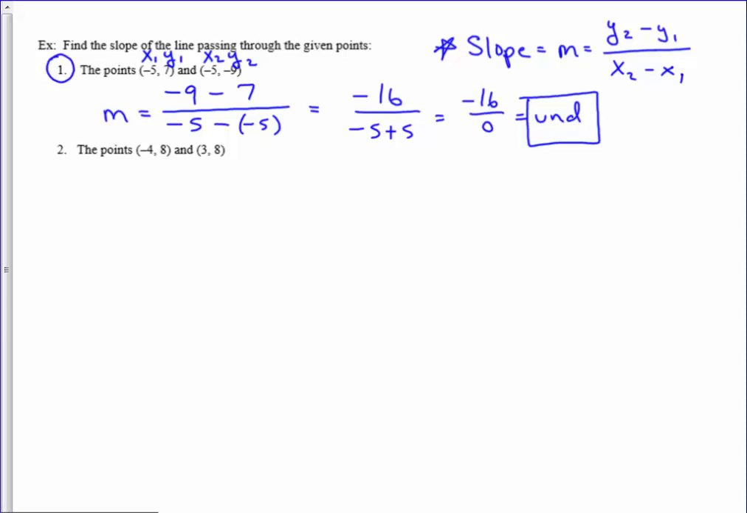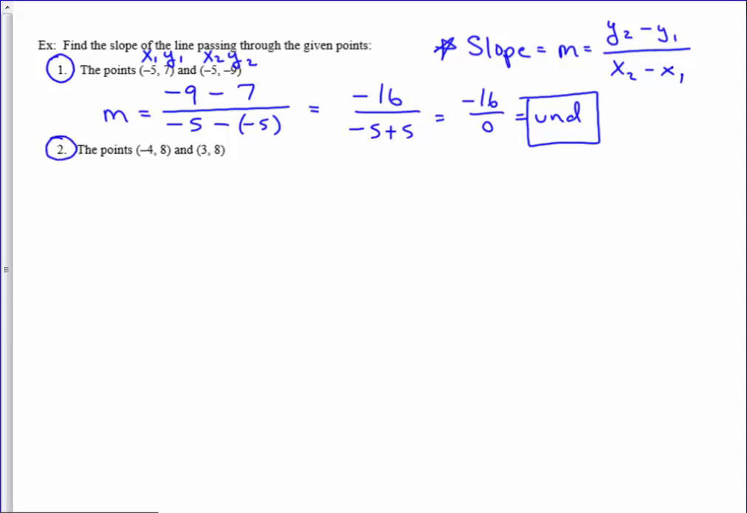This should make sense to us because if we were to plot those 2 points, drawing a straight line through those 2 points would actually create a vertical line. And we know that the slope of a vertical line is undefined.